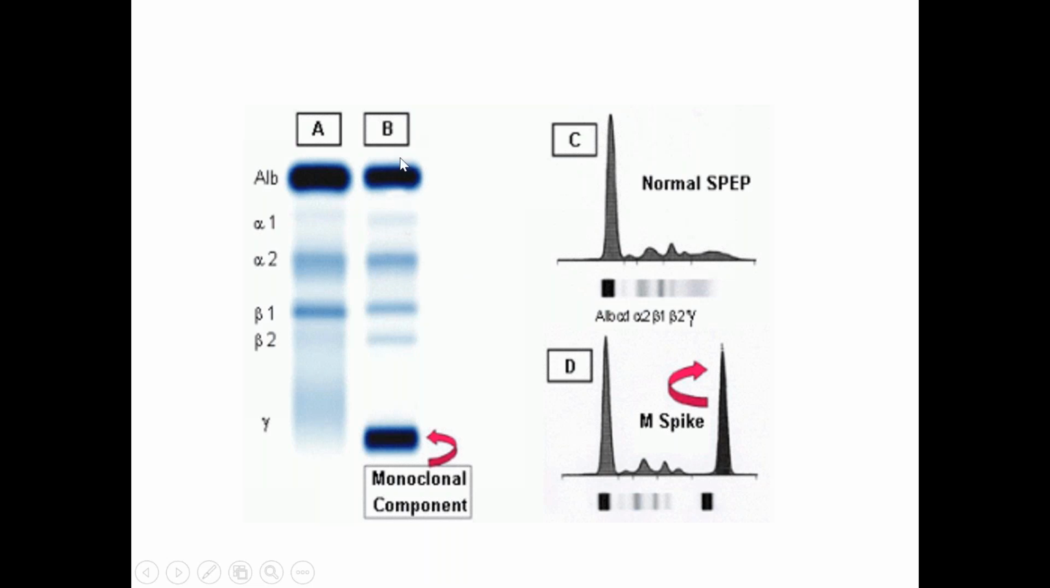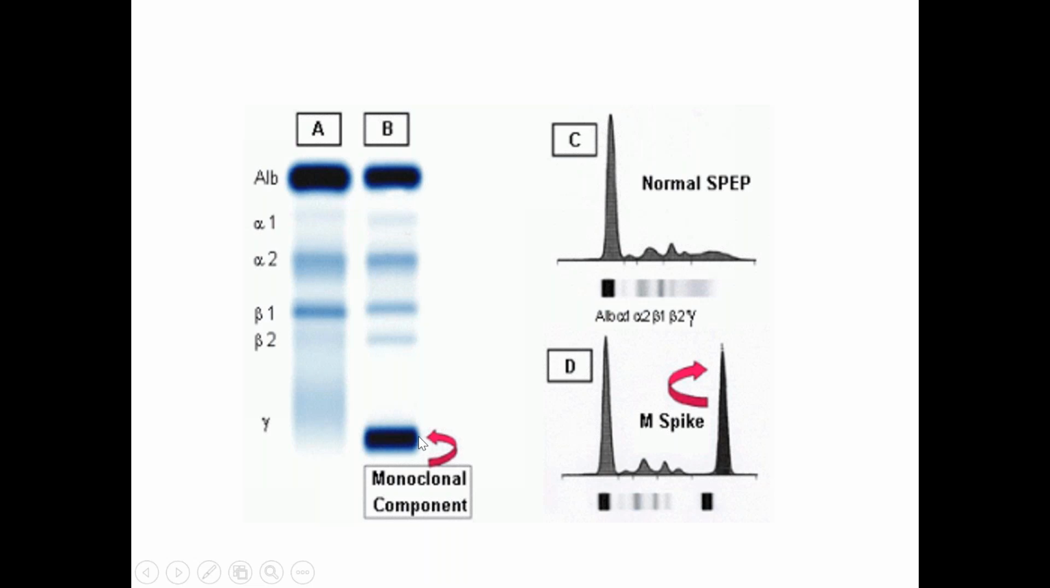This B is the electrophoretic gel of a serum taken from a multiple myeloma patient. Multiple myeloma is very important for your exam. It is one of the favorite viva questions, both for your practical and for your theory exam. Here in multiple myeloma, you can see a discrete clear band in the gamma region.